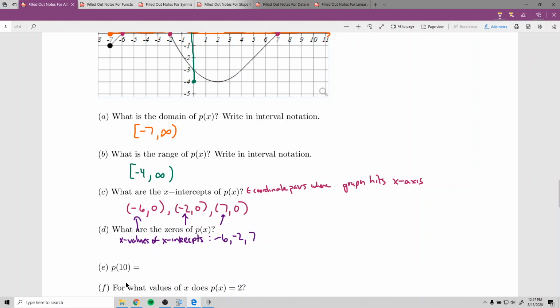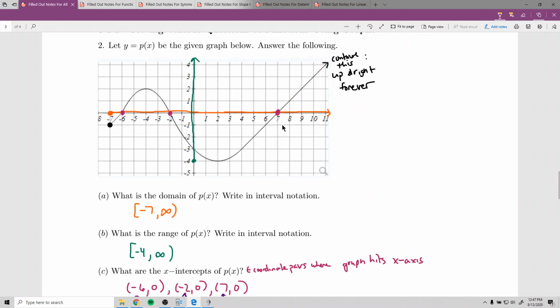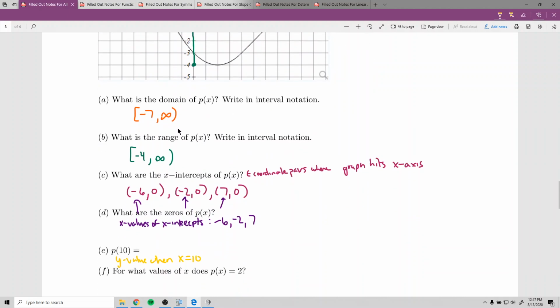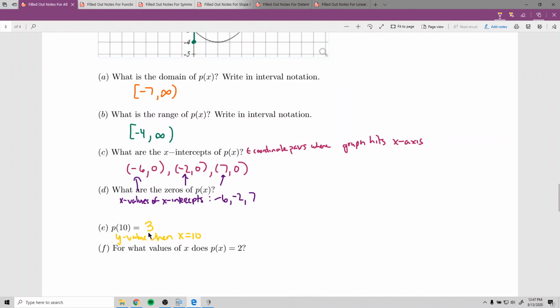The next part here asks for p of 10. So it wants the y value when x equals 10. So let's scroll up to the graph real quick. Where x equals 10, it's right here. The y value is 3. Okay, so p of 10 equals 3.